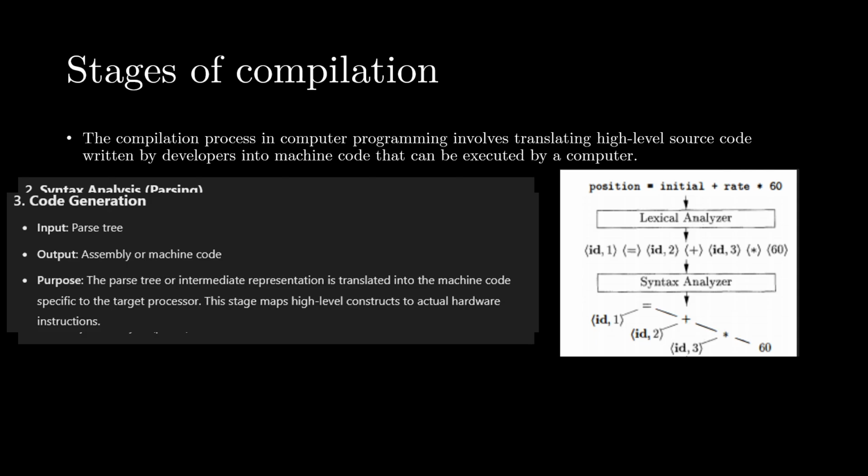Then the third stage is the code generation. We input the syntax tree into there, and it outputs the assembly or the machine code.